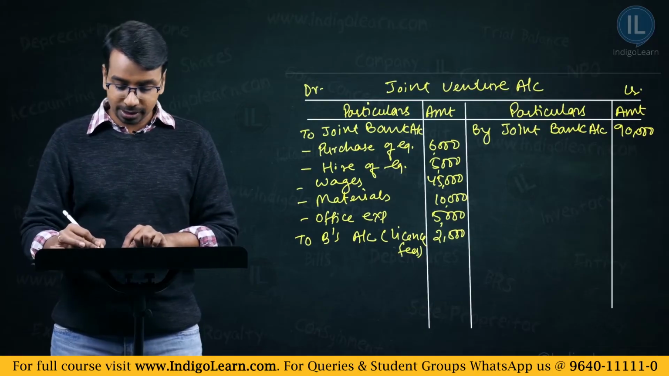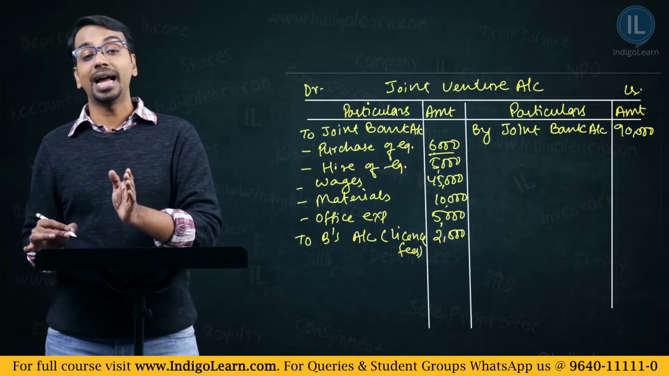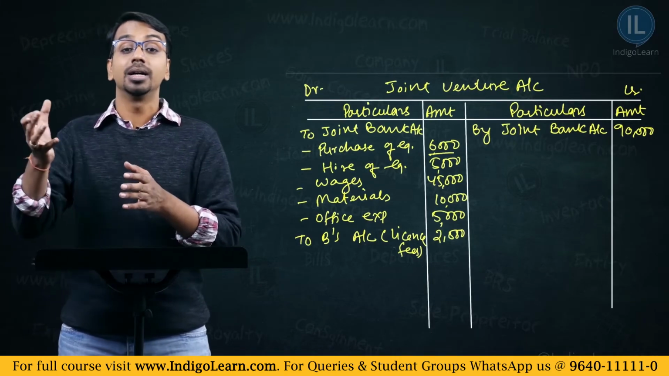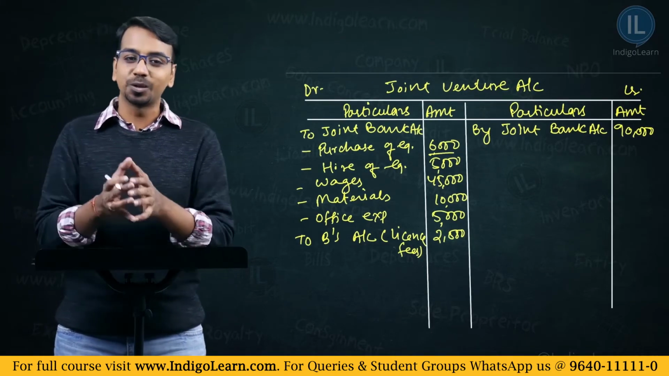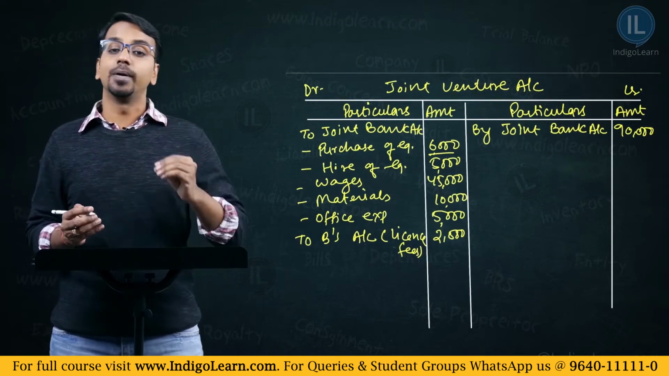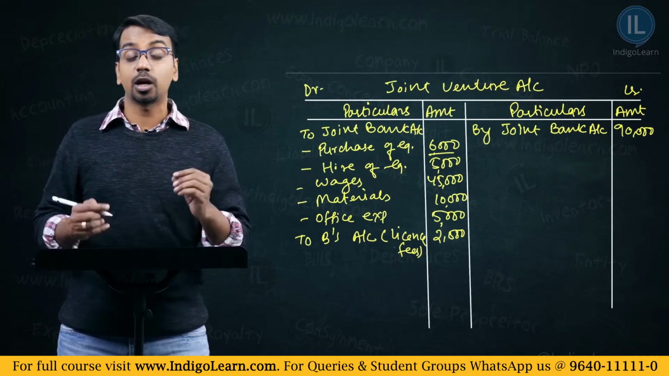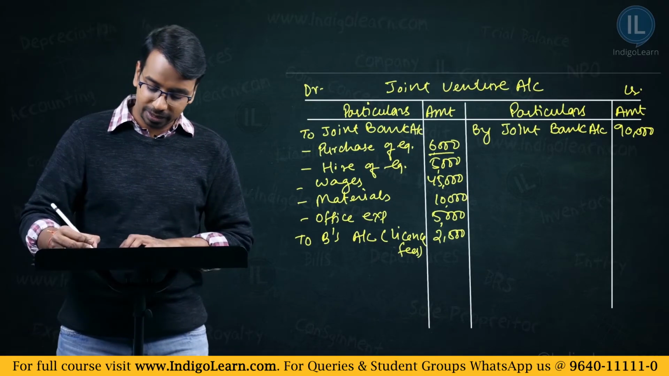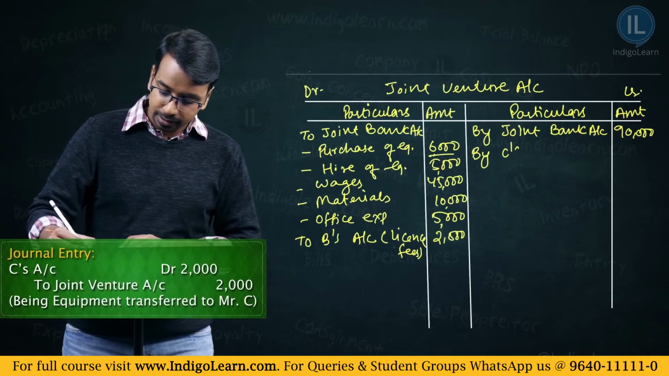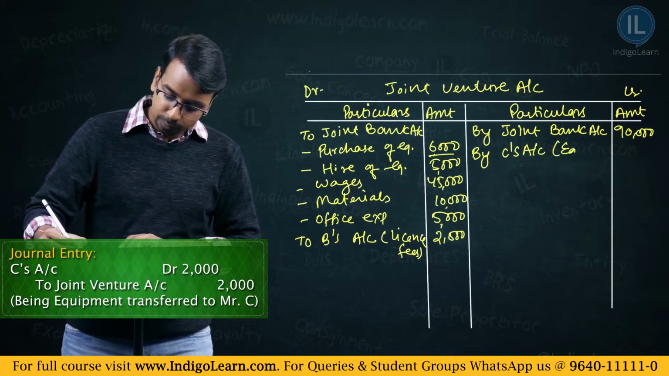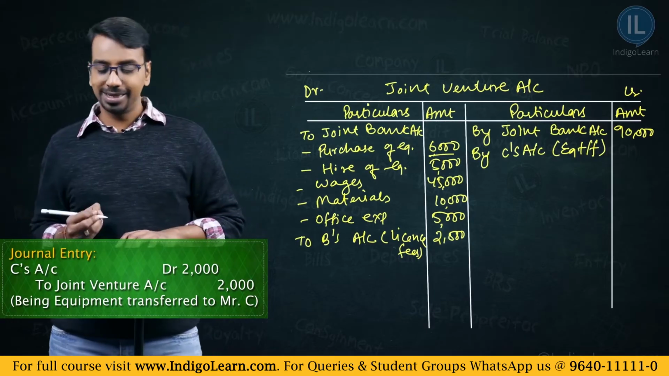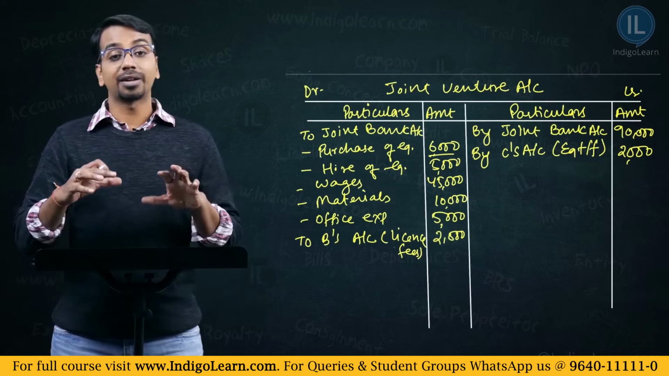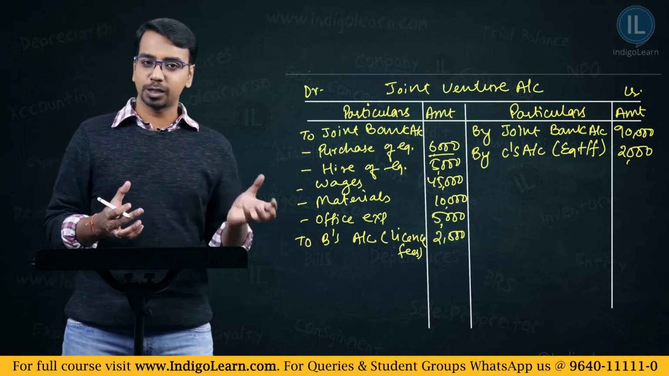Come to the joint venture account. This equipment 6,000 is transferred to C at a valuation of 2,000, which means there is an inflow from C, or it is as if C is paying 2,000 to take over this equipment. So we will credit that amount to the joint venture account. We will debit it to C because C is the receiver. So the entry will be by C's account equipment transferred. C's account equipment transferred. How much is the amount? 2,000.